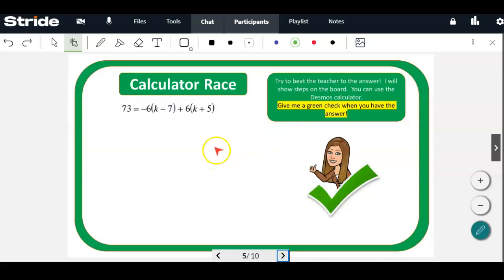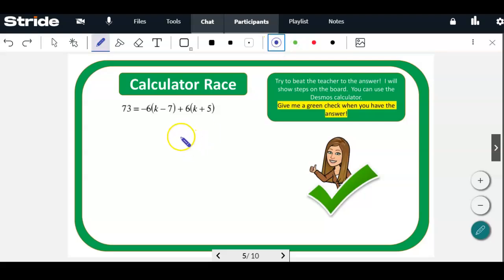Okay, so calculator race, here we go again. Obviously you can't give me a green check from the recording, but we have this very long equation. This is just 73 on this side. I want you to try to use the calculator, see if you can beat me with the answer. Remember, we're just going to put y equals 73 for the first part, and then y equals all of this for the second part. Okay, so here we go.